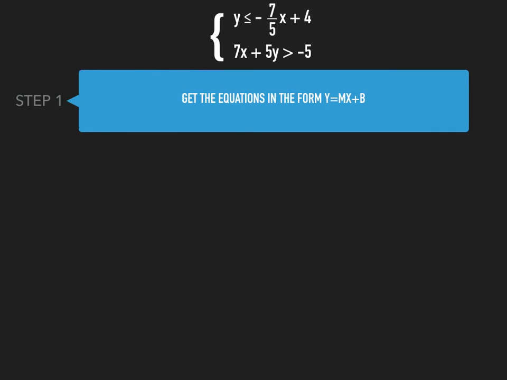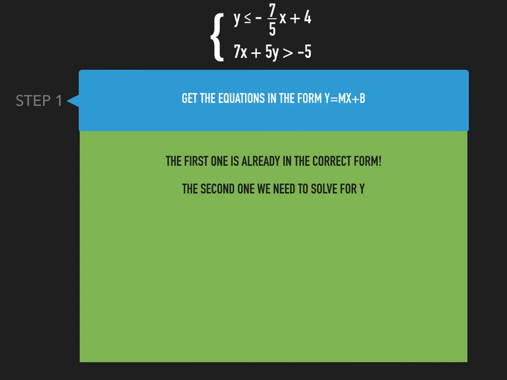Okay, let's go ahead and go over one more problem. So step 1, get the equations in y equals mx plus b form. So once again, the first one's already in the correct form. The second one we need to solve for y. So we need to move the 7x to the other side. The opposite of adding 7x is subtracting 7x from both sides. And we get 5y is less than negative 7x minus 5.